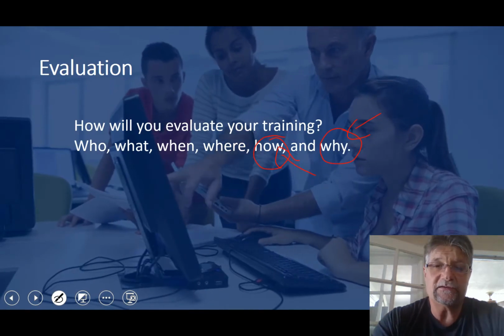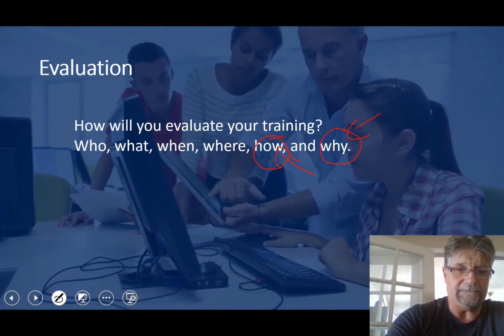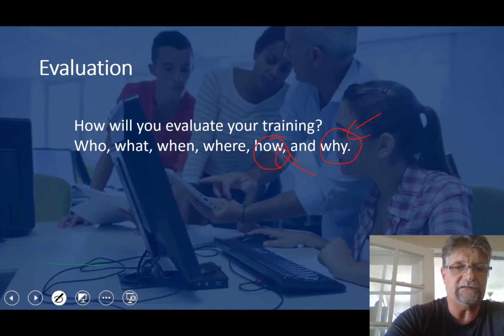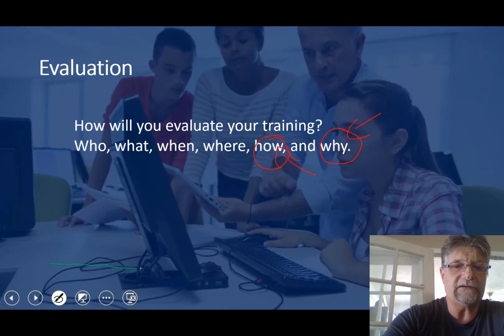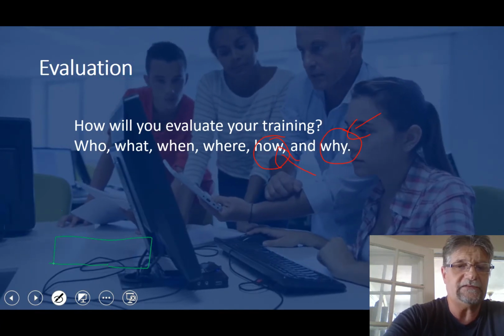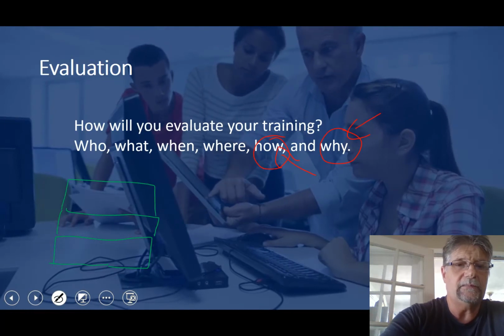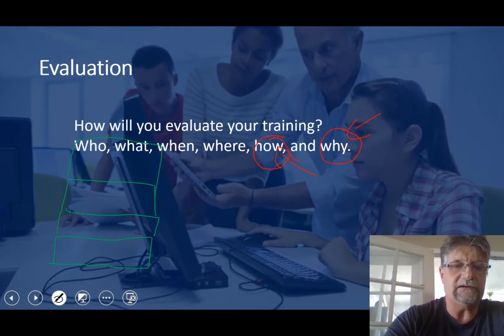So let's think about Kirkpatrick's 4 levels for a second. Let's try a different color. Let me try green. Does that show up? Yeah, it shows up. So think of Kirkpatrick's levels of assessment. I'm going to stack them. Sometimes you might see them like a stair, but I'm going to go ahead and stack them because they build on each other.